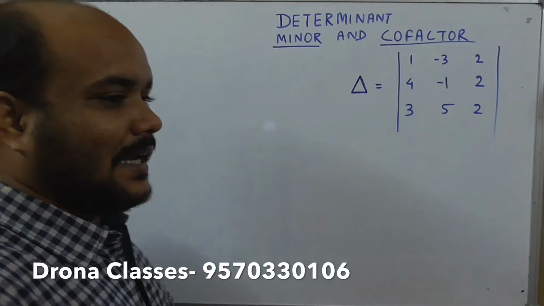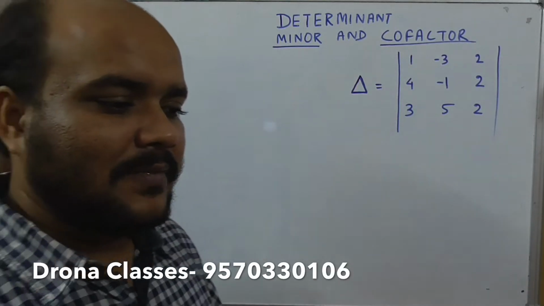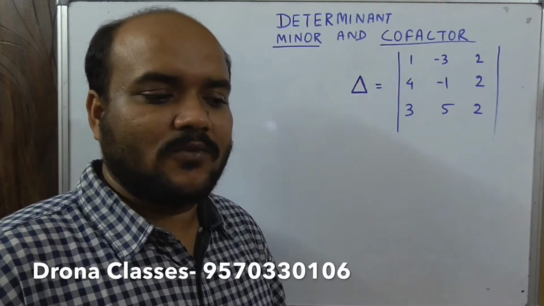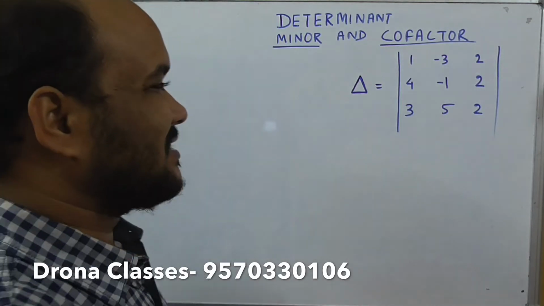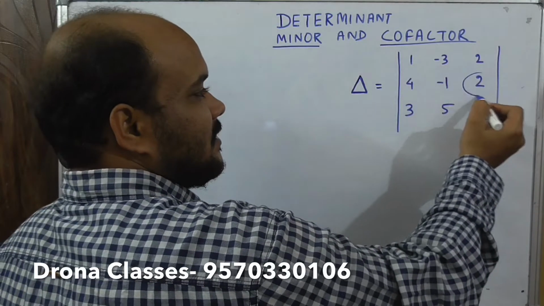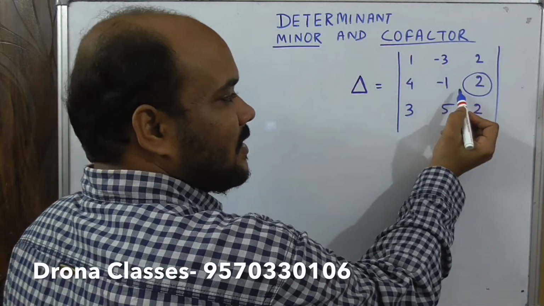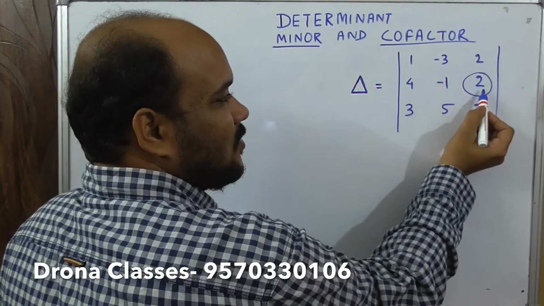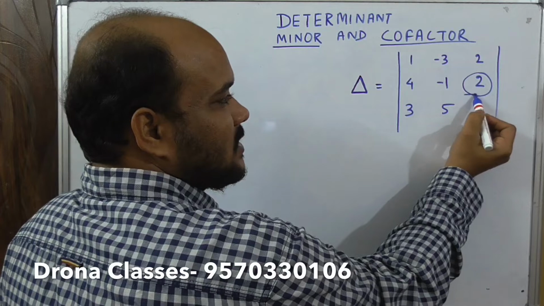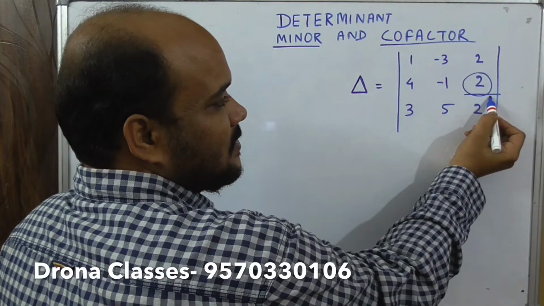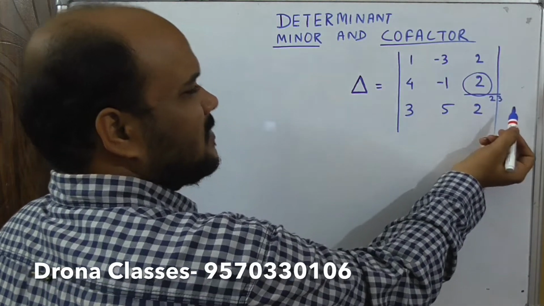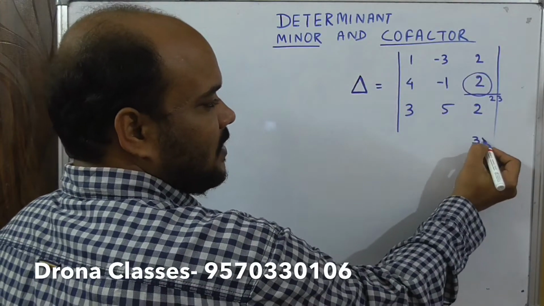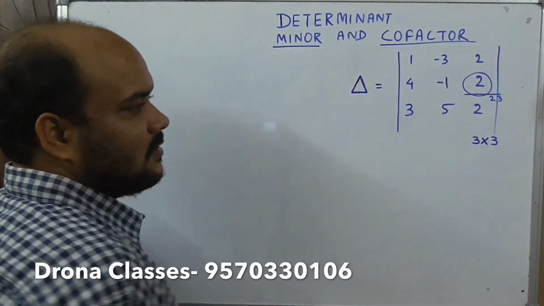As we have already studied matrices, we know what we mean by row and column. Let's say we are talking about this element. We can figure out that this is the second row and third column element. So this position is second row, third column. Similarly, this whole matrix has the order 3 cross 3.